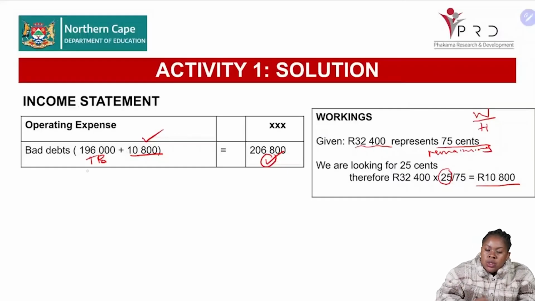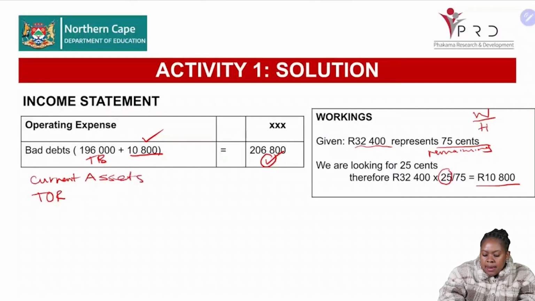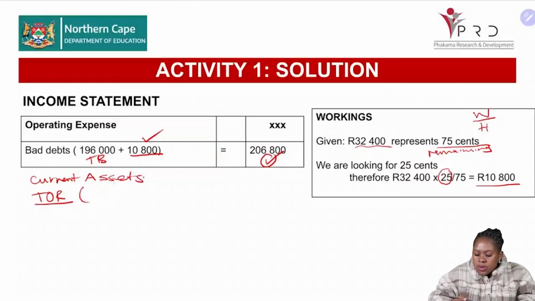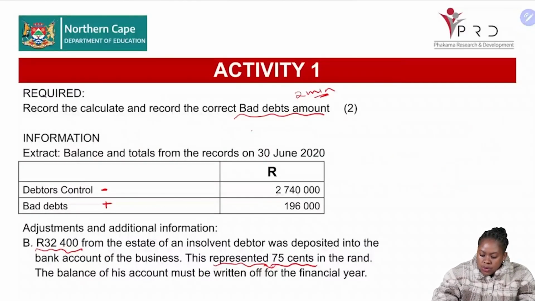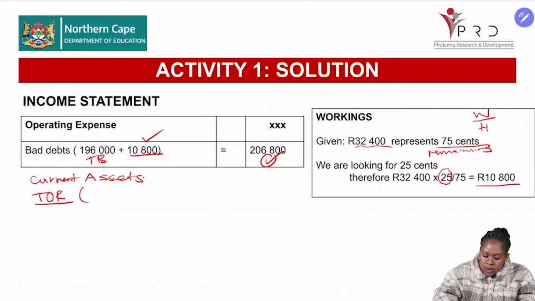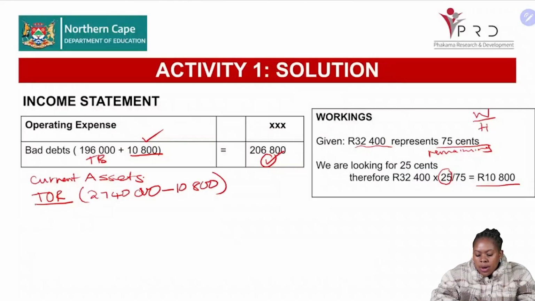So if we had to do it in the statement of financial position, we would go to trade and other receivables. Now this is under current assets, right? Current assets, trade and other receivables. Our debtors control given to us, let's quickly go check, given to us was 2,740,000. So we'll say 2,740,000, subtract the 10,800.